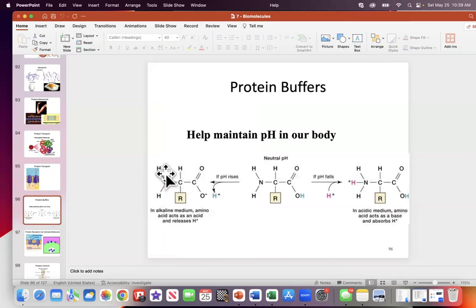And protein can work as a buffer because of its amino group and carboxylic acid group, so it can take hydrogen or it can release hydrogen. That's the buffer's function. So it can maintain the hydrogen concentration inside your body. So it can maintain the pH.